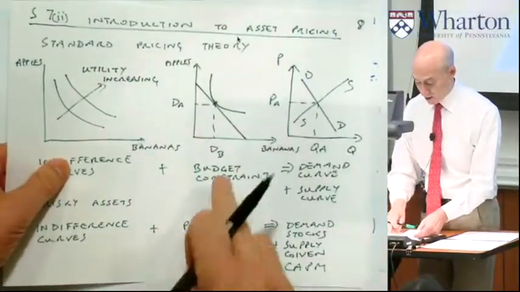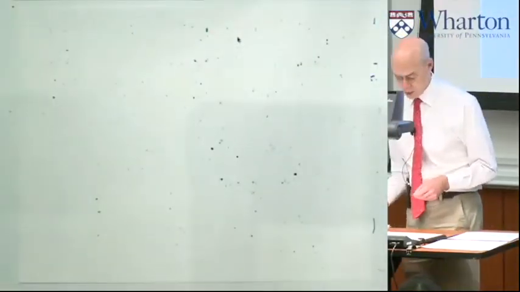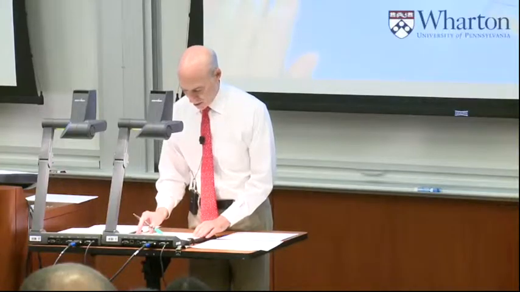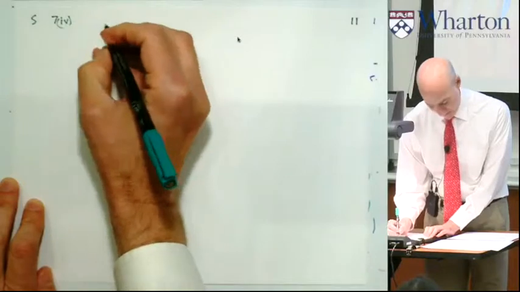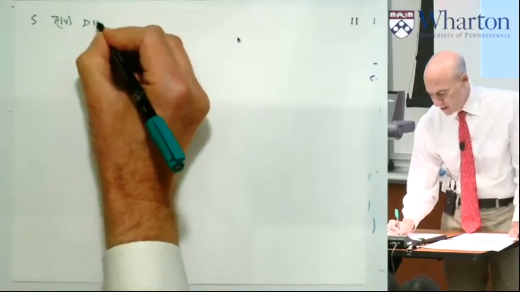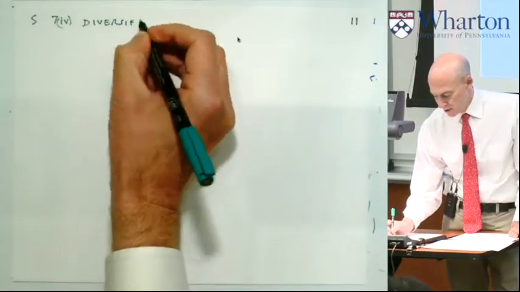So that's our first step in our asset pricing theory. And what we need to do next is to talk about the equivalent of budget constraint, which is the portfolio locus. So that takes us to section 7.4. And this is on diversification and the measurement of risk.